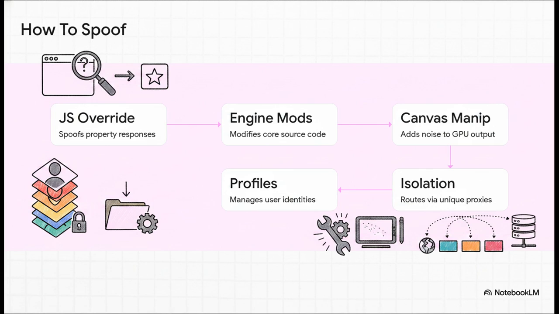When a site asks for your operating system, the browser steps in and feeds it a fake, spoofed answer. The deeper, more advanced tools actually go as far as modifying the browser engine itself. They literally tweak the core Chromium source code to make the spoofing completely undetectable. They manipulate those Canvas and WebGL outputs we talked about earlier by adding this subtle digital noise. Then, they isolate networks by routing each individual profile through a completely different proxy. And finally, they wrap all of this up, saving these settings as entirely separate, easily switchable digital identities. It's like having multiple distinct computers right on your desktop.